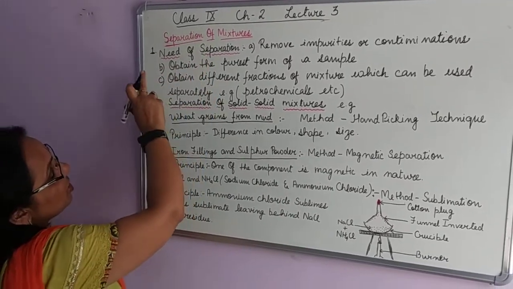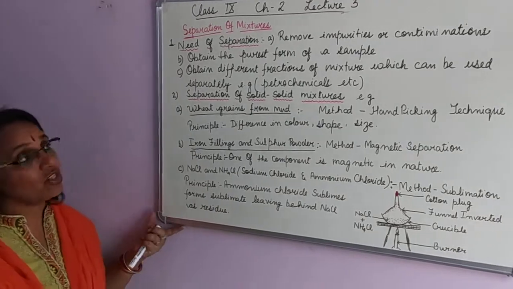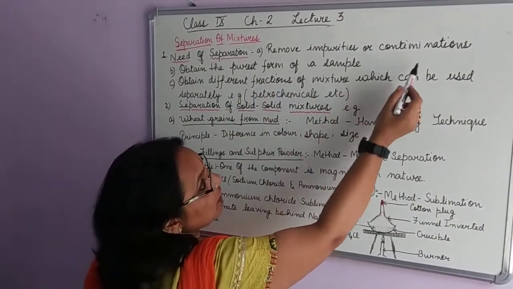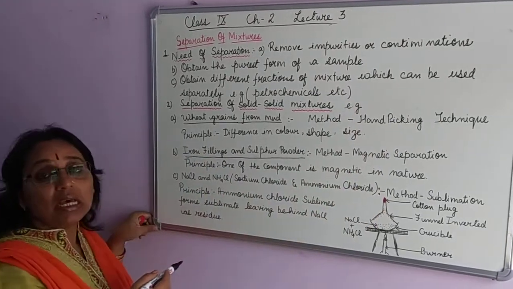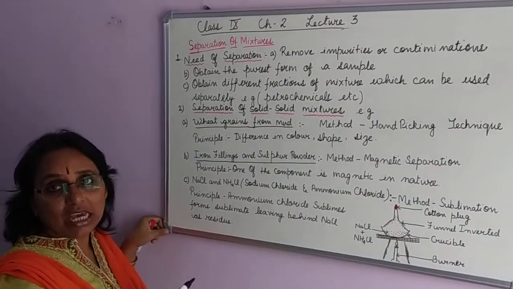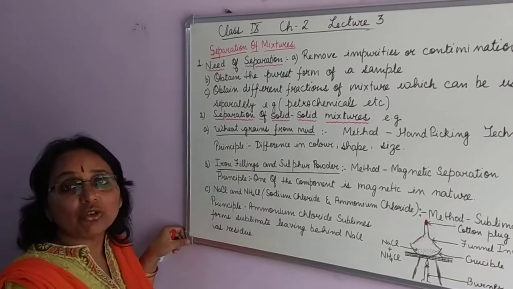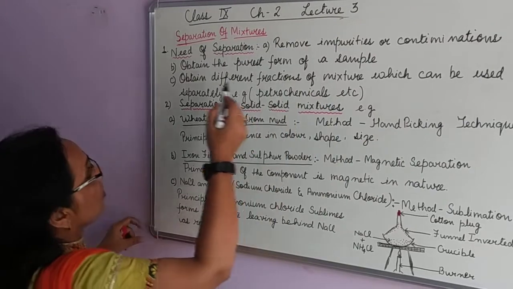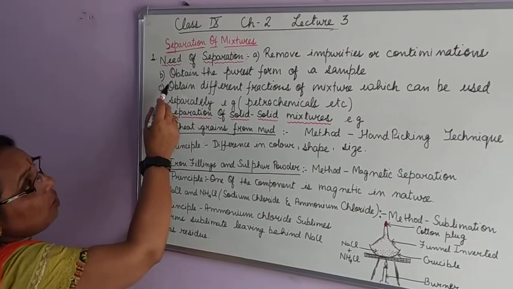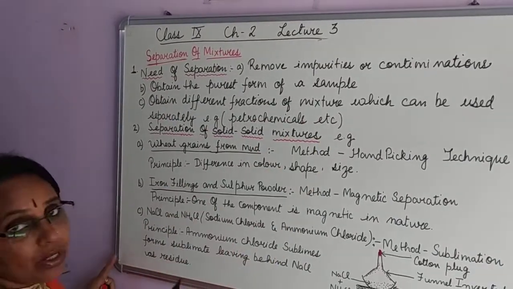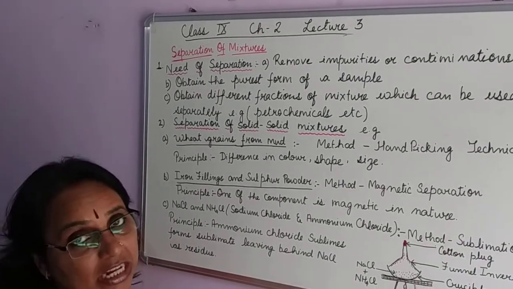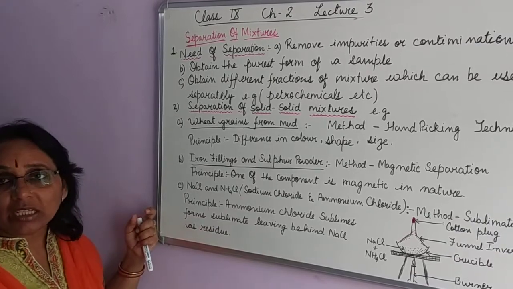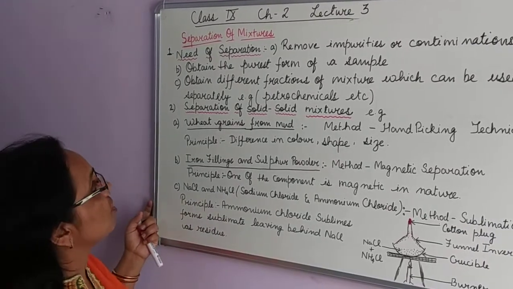Separation of mixtures. So why do we need to separate the mixture? We need to separate the mixture because we need to remove the impurities or contaminations from the sample that we collect. We have to remove all the unwanted things which are present in our mixture. Second, whenever we want the purest form of the sample, we have to separate the mixture using one of the following techniques that we'll study about in this lecture.